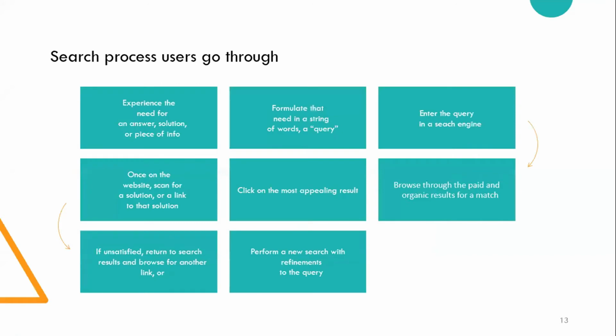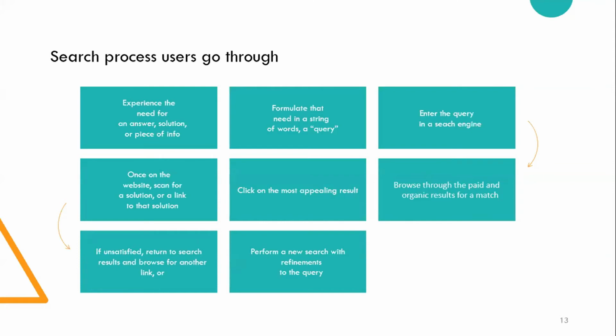All right. Now, I want to look at what the user goes through when they do a search. So this is an outline of the common process people go through when using a search engine. First, number one, you experience a need for an answer, a solution or a piece of information. So you become aware that you have the need for something. The next step is you formulate that need into a string of words or phrases, also known as a query or keyword.